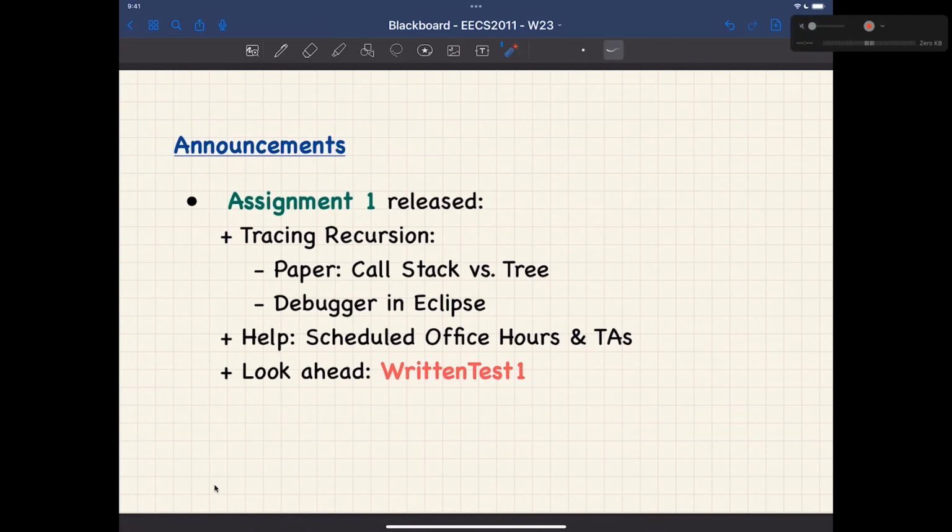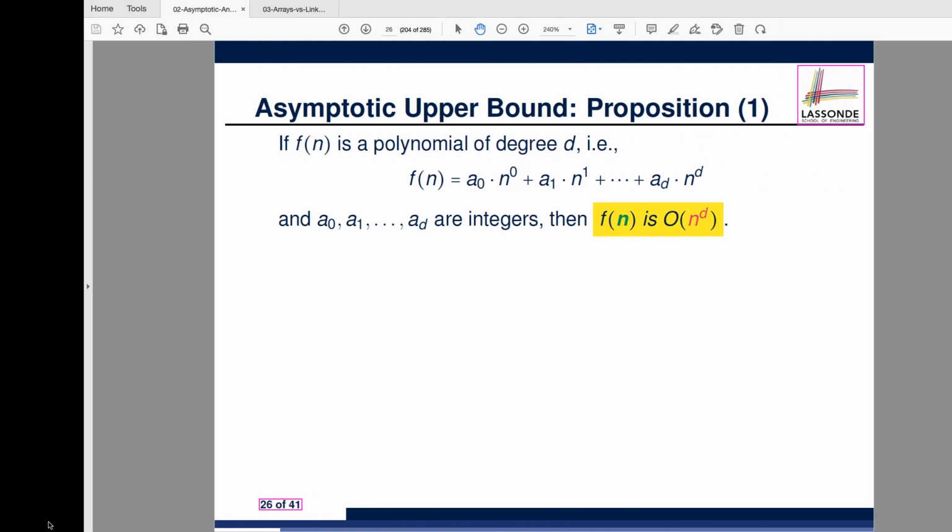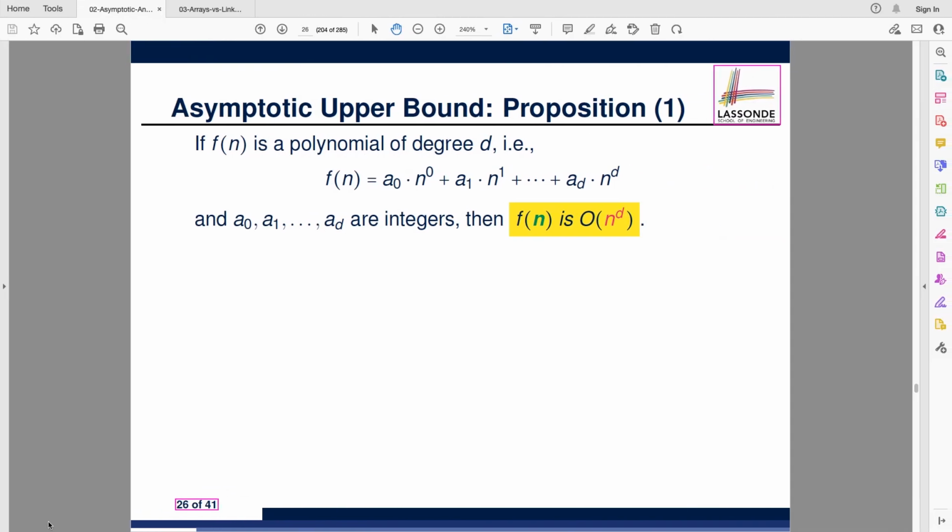All right, if no further questions, let's now talk about some asymptotic analysis. Okay? This is where we were from last time. So we talk about if you got a general form of the runtime function, right? It's polynomial, going from the lowest power all the way to the highest power d. So we can guess it should be big O of n to the power of d, the highest power. It's almost always the correct guess.